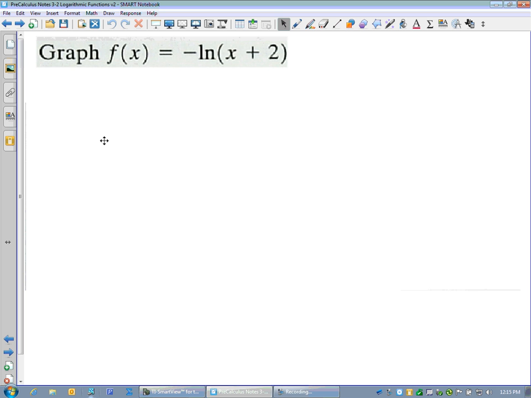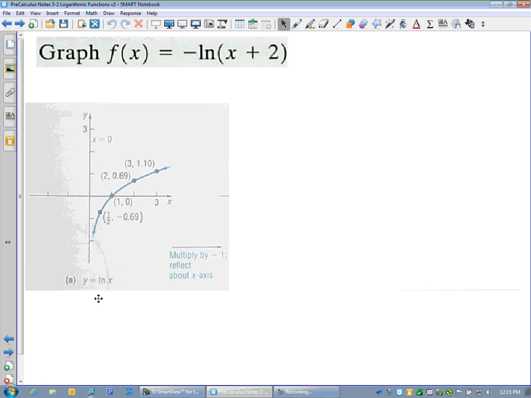So the graph of our parent function, which is just simply the natural log of x, this is what that graph would look like. And notice how it does have some points in here. They're definitely being rounded, but that's approximately what that graph would look like. Now we have two transformations. We have multiplying by a negative outside, and we have adding 2 inside the parent function.